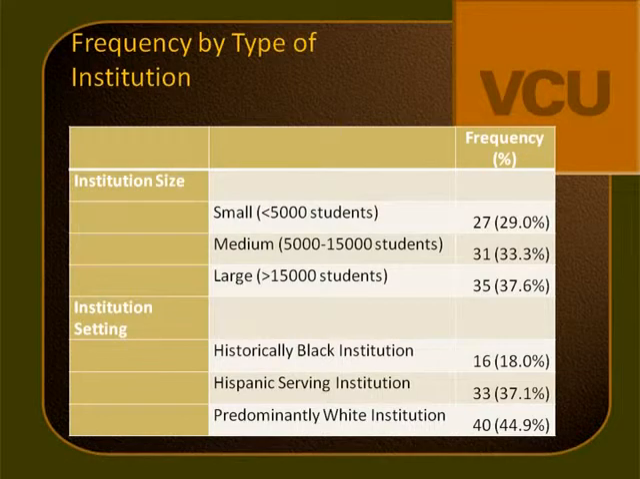The types of institutions that were represented were generally evenly split between small, medium, and large schools, with small being less than 5,000 students, medium-sized institutions between 5,000 and 15,000 students, and large over 15,000 students. Just about evenly distributed there. We had 18% HBCUs in our sample. We had 37% Hispanic-serving institution faculty members, and not quite 45% in historically predominantly white institutions.